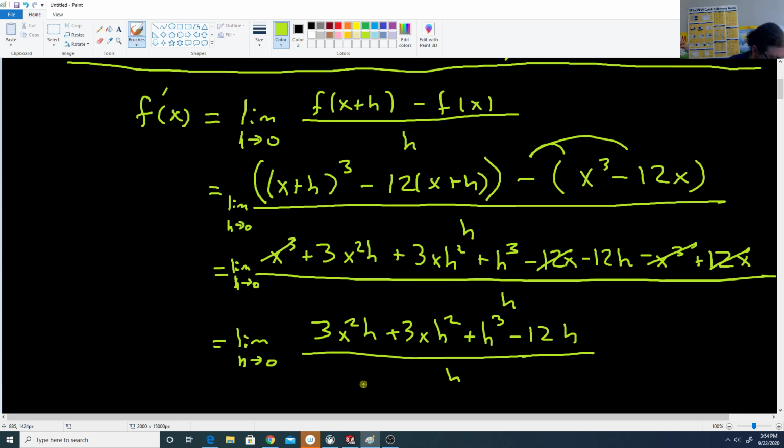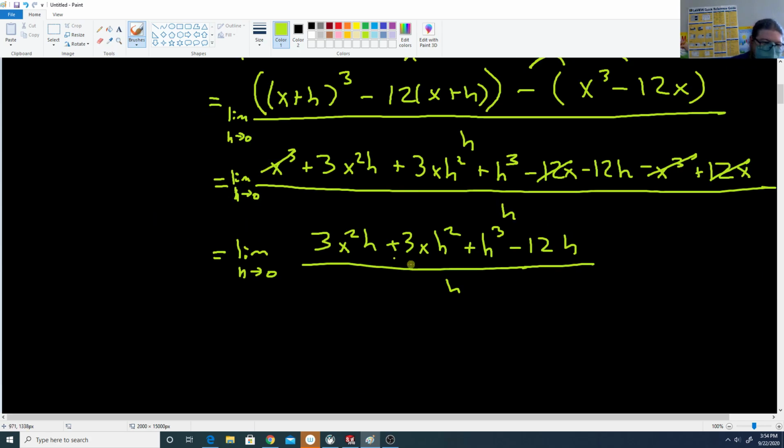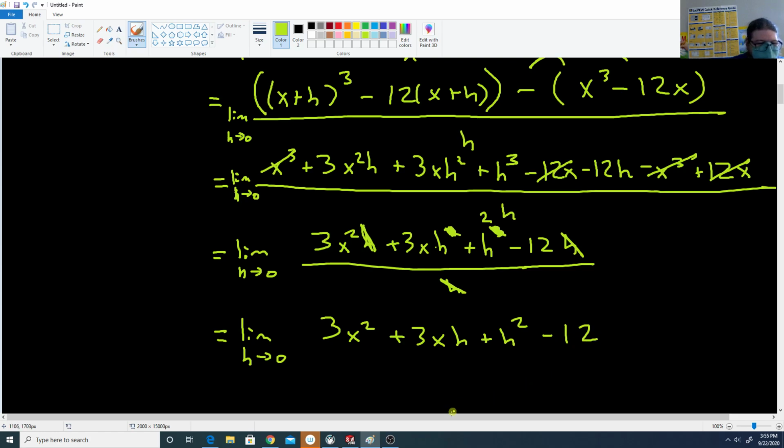So now what we'll do is we'll cancel one of the h's from everybody. The bottom h here is going to cancel that h, cancels the square, leaves a single one behind, cancels the cube, leaves the square behind, cancels this h, and we get the limit as h approaches 0 of 3x squared plus 3xh plus h squared minus 12.